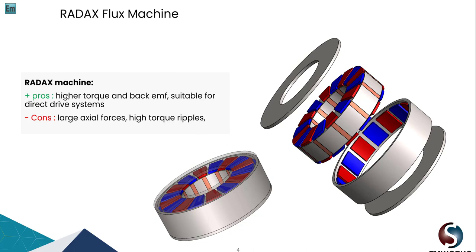So the RADAX machine has a higher torque compared to both the radial and the axial configurations, and it also has a higher back EMF, suitable mostly for direct drive systems. Unfortunately, with this design, we still can't get rid of the large axial flux force and the higher torque ripples because of the higher cogging torque. So these are basically three machines. Let's study all three of them and see.